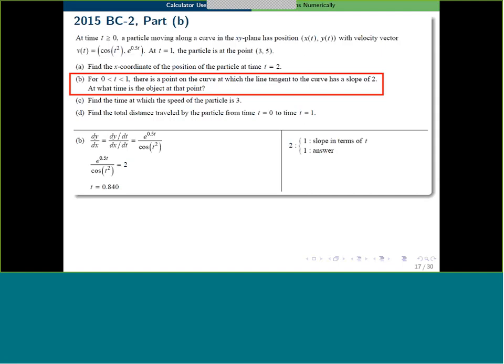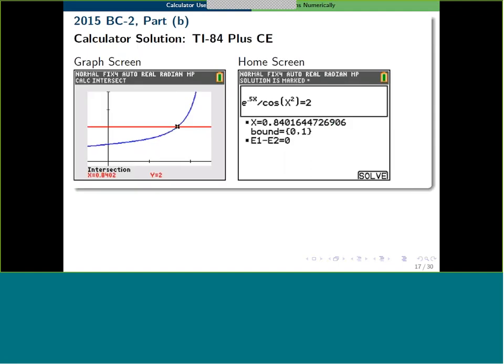So at the bottom of this page is the solution from the standard. This was worth 2 points. And we asked the student here to show us dy dx and set that equal to 2. I think this is a good point to remind everyone that when the student is using their calculator, they must still tell us the mathematical equation that led to that solution. So they need to tell us that that quotient is equal to 2 and that that's the equation they're solving. And there's the answer there, 0.840.